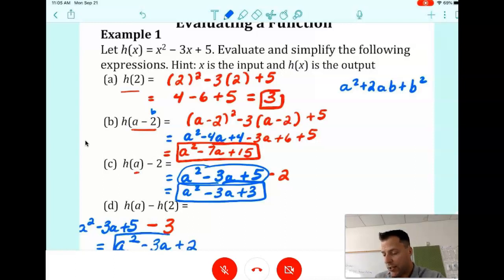So that is our first example where we're trying to evaluate and find the output when we're given the input. And that's that first objective: find the output values by evaluating the function. We evaluated the function for 4 different arguments. The first argument was 2. The second argument was a minus 2. The third argument was a. The fourth was h of a and then h of 2.